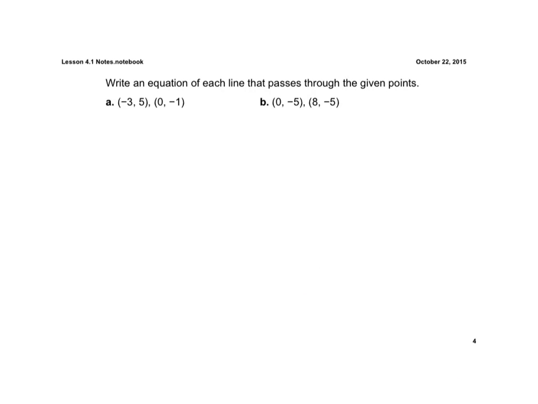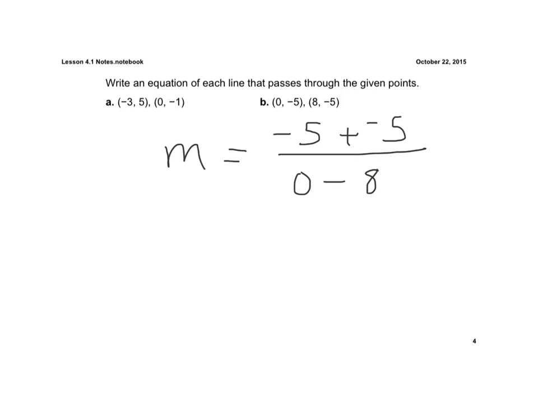Now, in letter B, we're going to do the exact same thing. So again, we'll use a slope formula. So we subtract our y, so it's negative 5 minus a negative 5 all over 0 minus 8. Keep, change, so that gives us 0 on top over a negative 8. So that means my slope is 0.